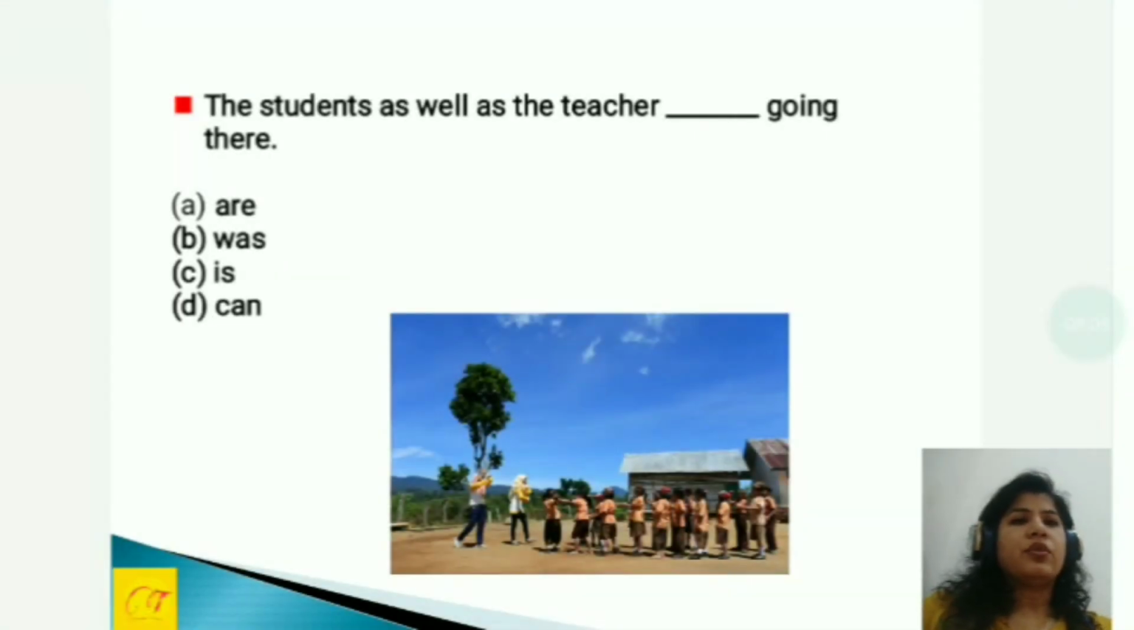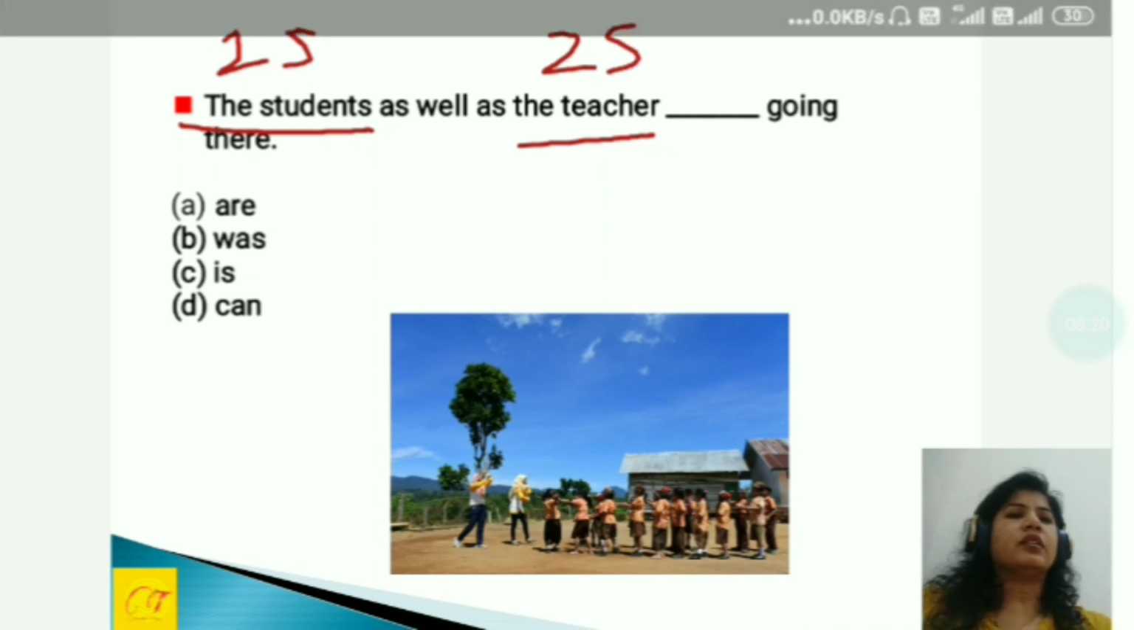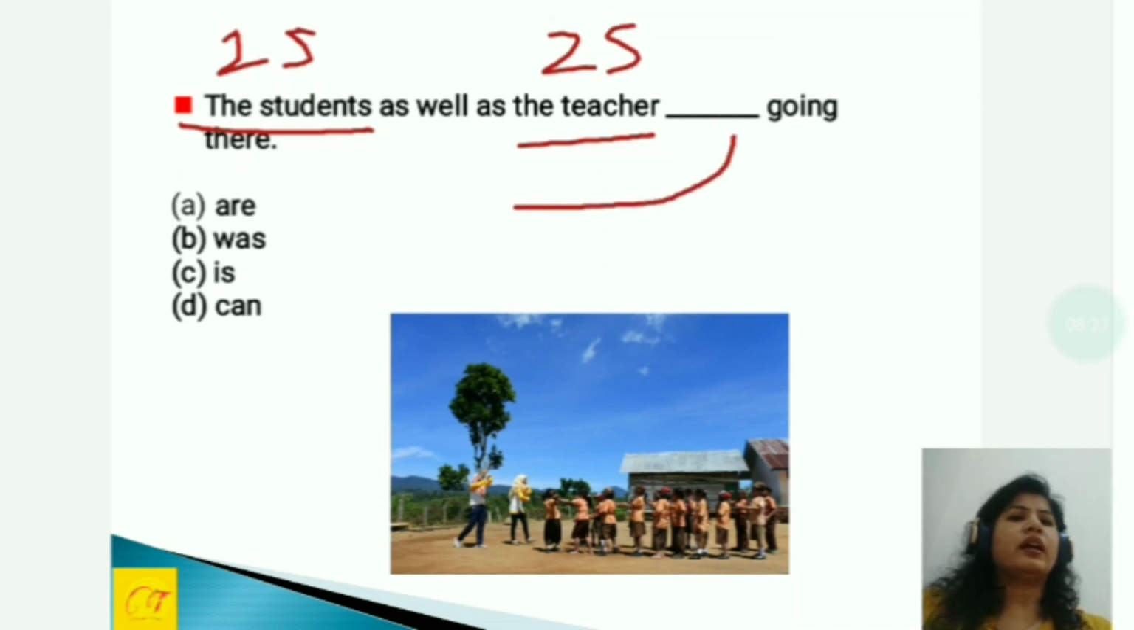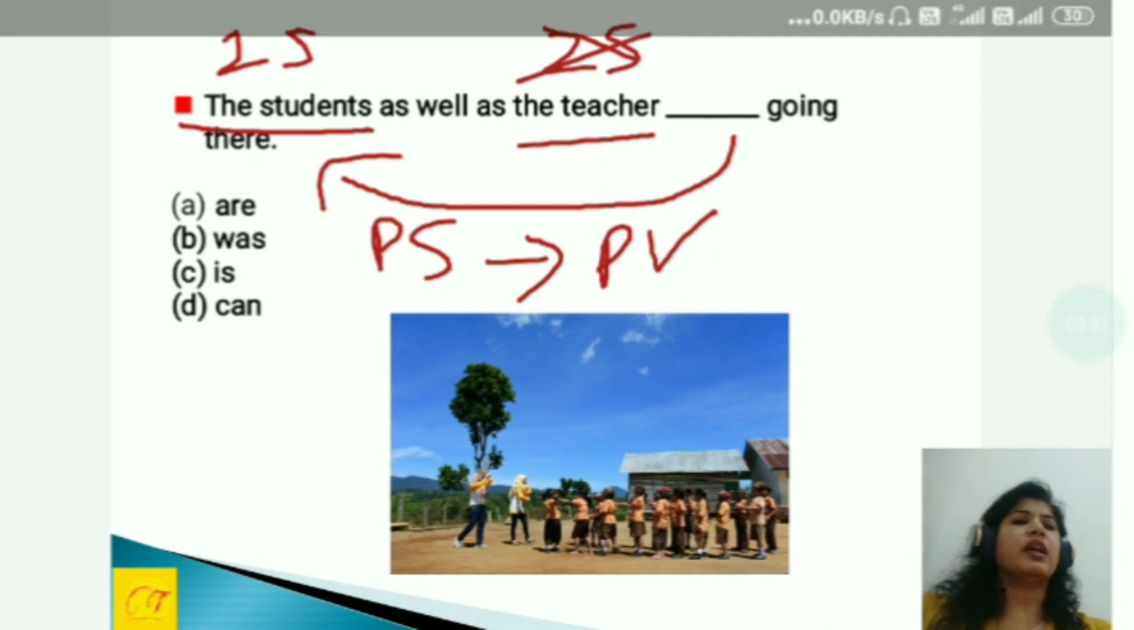Let's do this MCQ. The students as well as the teacher blank going there. Let's look at the subjects. The students is the first subject, the teacher is the second subject, and the verb would agree with the first subject, and the first subject is a plural subject, and a plural verb would go with it, not the second subject. Right? Let's look at the options.